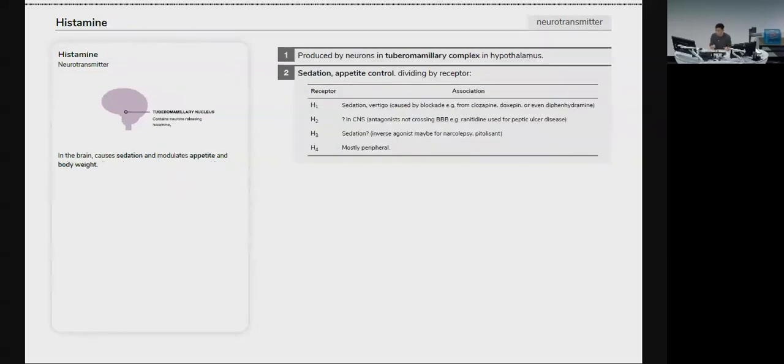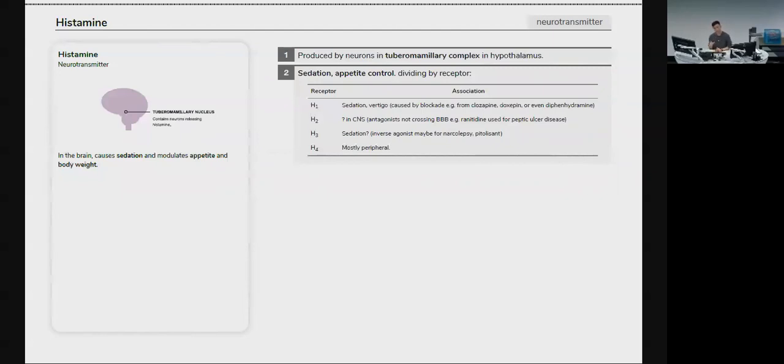And finally, histamine. So histamine is produced by the hypothalamus in the brain. It's of course got roles in the periphery to do with allergy, and that's one we're very familiar with. But inside the brain, it's more to do with things like sedation and appetite and body weight. I think one way to think of this is if you know about antihistamines, the very first generation of antihistamines were sedating because they crossed the blood-brain barrier.